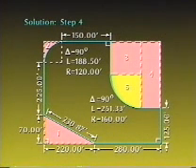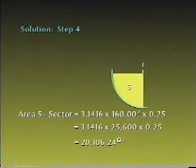Now the last area is area 5. It is a segment of a circle with a radius of 160 feet. Here we see the solution for area 5. And the square footage is 20,106.24 square feet.